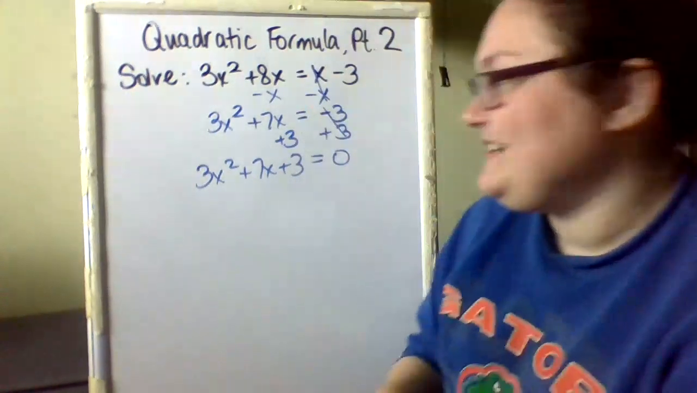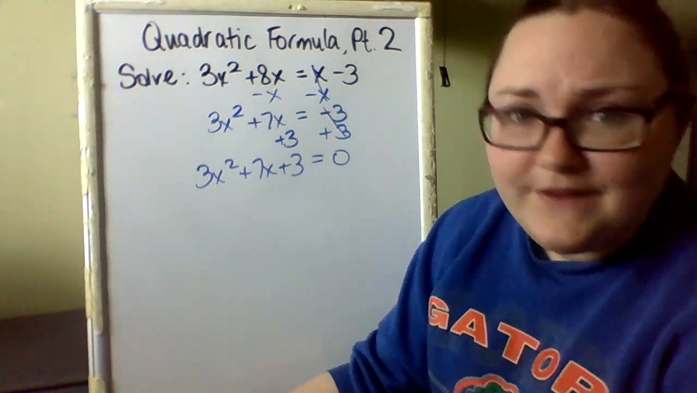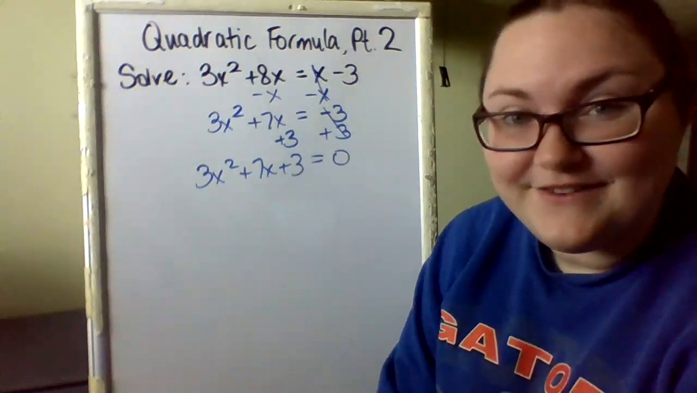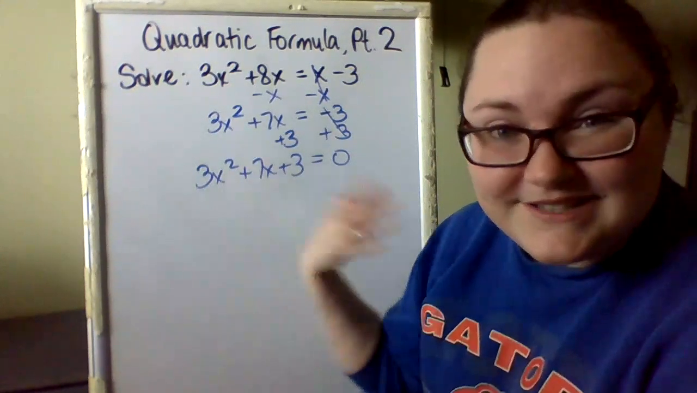Now that we've got it equal to 0, the next part we always do is substituting in the numbers. If you're feeling really good about labeling A, B, and C, and substituting, I'm going to ask you to pause the video now and try it on your own. If you're not feeling as good, just keep watching.